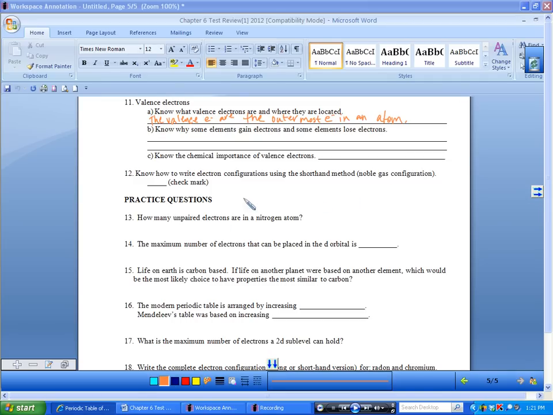Know why some elements gain electrons and some elements lose electrons. Everybody is after the magical number 8 from the octet rule. Okay, so what we're trying to do is, let me try that again. How about if I wrote: some elements gain electrons so they can obtain the noble gas configuration.